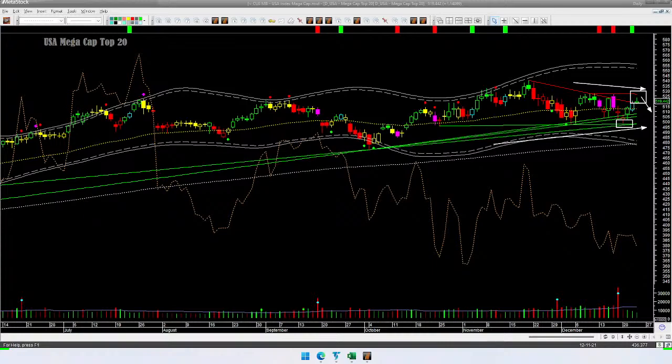Mega caps are also showing a sideways move. Now one thing to remember: why do I look at the mega cap top 20? I am already looking at the market ETFs. Why do we look at mega cap top 20? Because mega caps influence some of the market ETFs a lot.